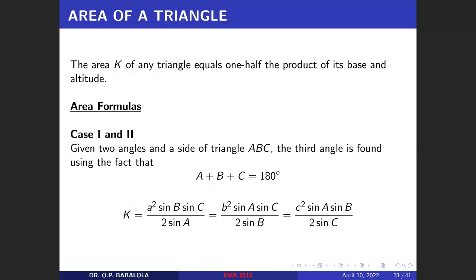So quickly we'll consider area of a triangle. We have a triangle ABC and we want to obtain the area of this triangle. The area, which I've represented as K, of any triangle equals one half the product of its base and altitude. We all know that from our primary school.